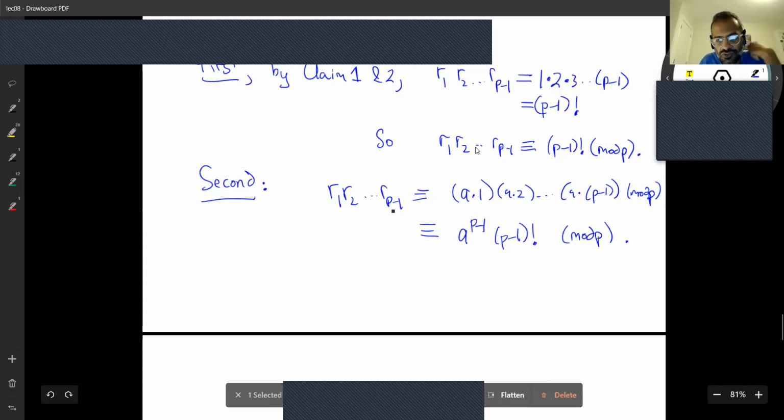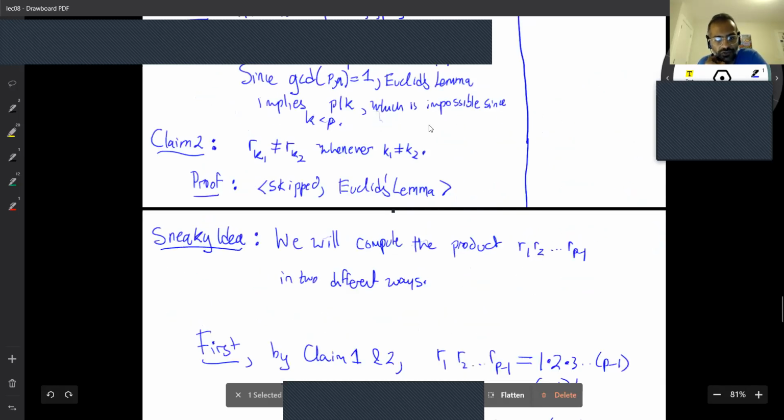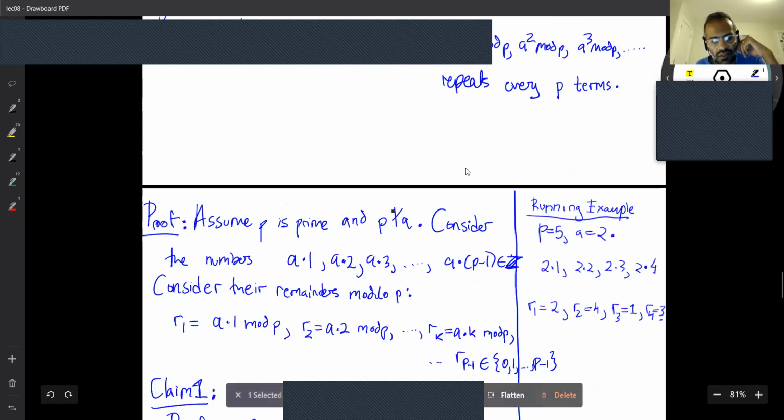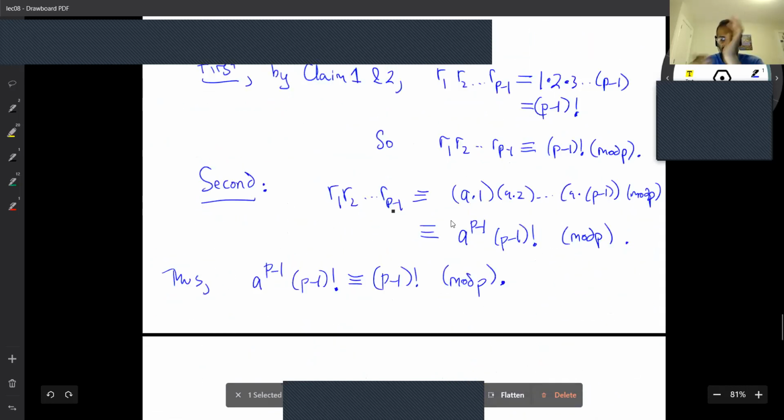So what's the conclusion when I combine these observations? Thus, a to the p minus 1 times p minus 1 factorial is congruent to p minus 1 factorial mod p. Now I'm almost done. I'm not quite done because I wanted a to the p minus 1 is congruent to 1 mod p, right? That's what it says over here. But now I have the same thing, but with both sides multiplied by p minus 1 factorial. So how do I get rid of the p minus 1 factorial?